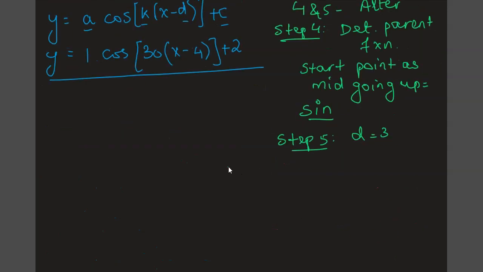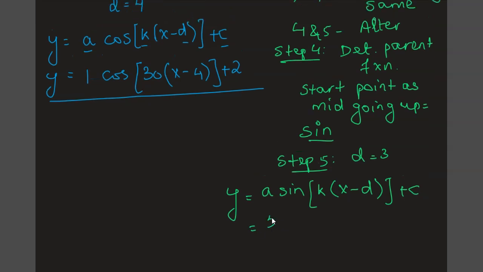That means now my equation is going to be y equal to a sine k x minus d plus c, where my a value is equal to 5, the parent function is now sine, k was 45, the phase shift is now 3, and the c value was 1. So you will notice that your a value, k value, and c value, that is steps 1, 2, and 3, will not change. The only things that change if you change the start point are your parent function and your phase shift. And this does not change your answer.